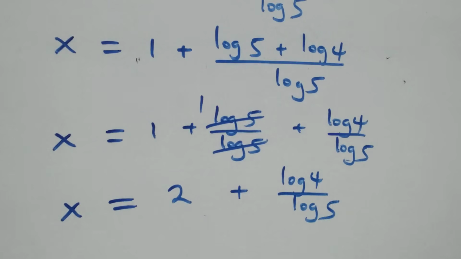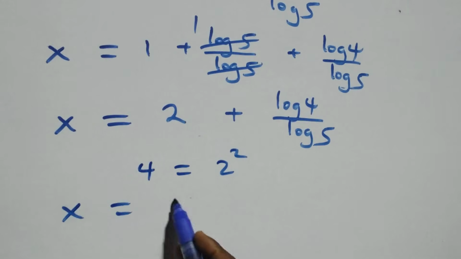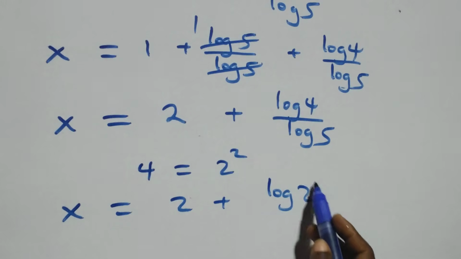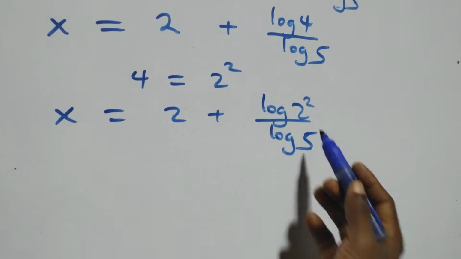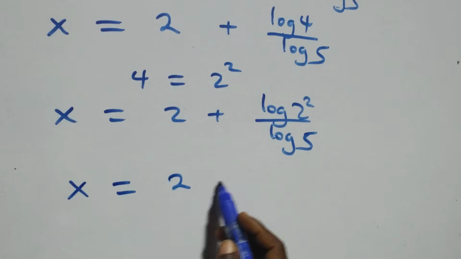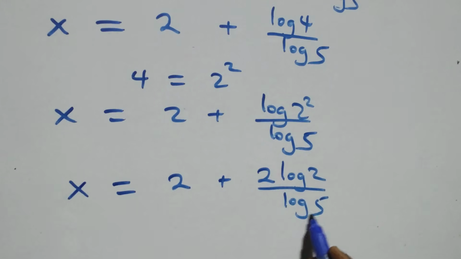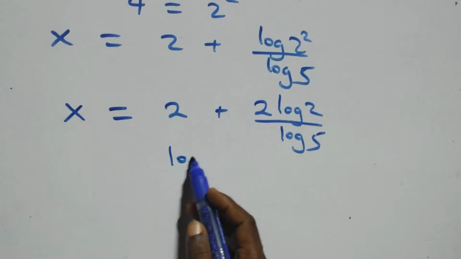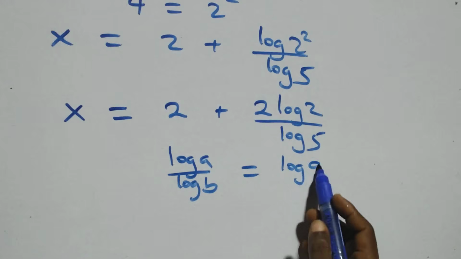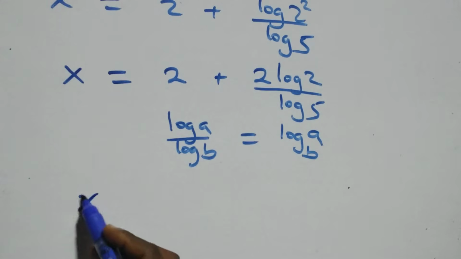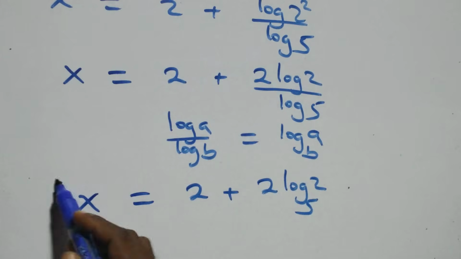Then next step here, 4 can be expressed as 2 times 2, that's 2 squared. We have x equals 2 plus log 2 squared over log 5. Then we apply the power law of logarithm here. 2 comes here. We have x equals 2 plus 2 log 2 over log 5. Then we apply change of base: when we have log a over log b, it is the same thing as log a to base b. Then here we have x equals 2 plus 2 log 2 base 5. We have the value of x here.